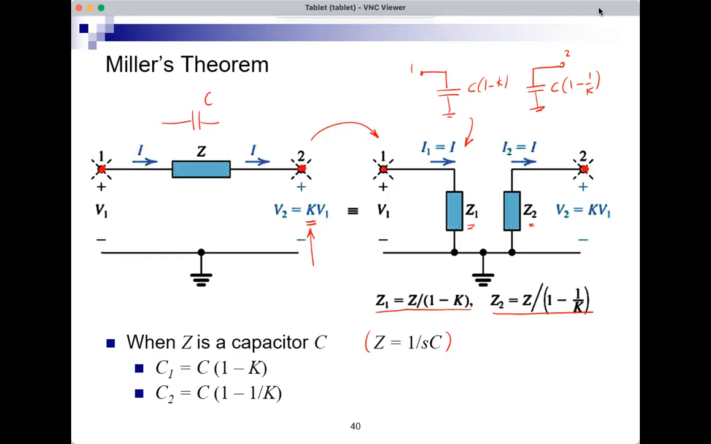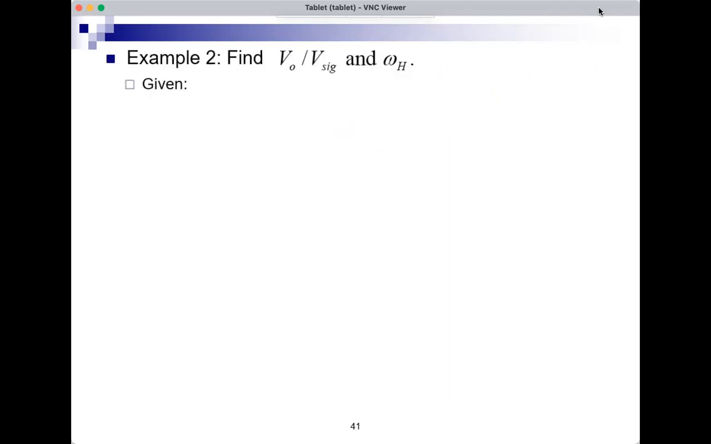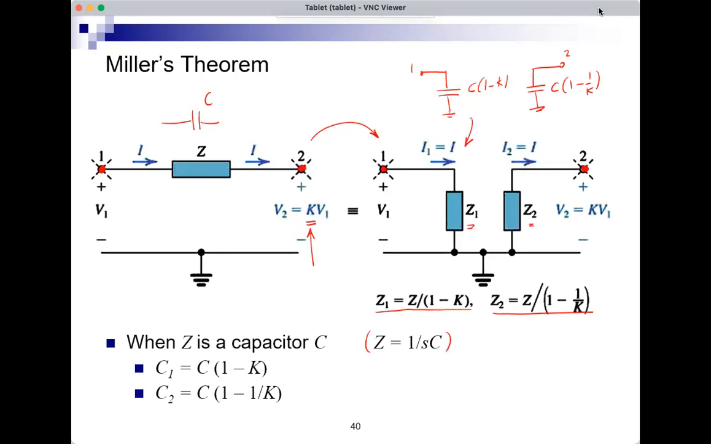And maybe it's useful because I want to try to get rid of CGD. Can I apply it now to my circuit, to my common source amplifier circuit?